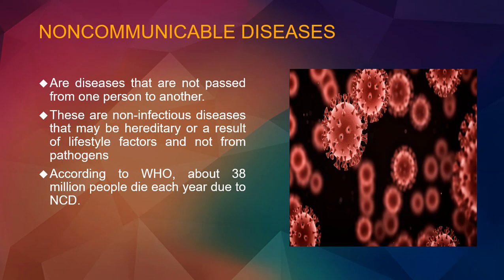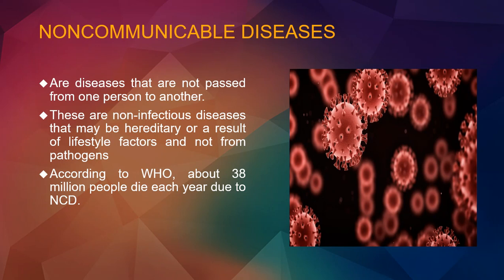Another factor is lifestyle. When we speak of lifestyle factors, it's the environment. For example, you are living in a dirty area, like a squatter area or a dump site. So you will probably acquire some of the non-communicable diseases like asthma and etc. To give you some information, according to the World Health Organization, about 38 million people die each year due to non-communicable diseases. Later on, we'll know what are some of the non-communicable diseases. Remember, even if it's not a communicable disease, it poses a threat to mankind. Because, as I said, 38 million people die each year.